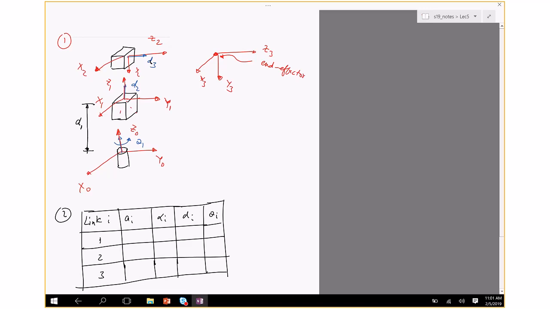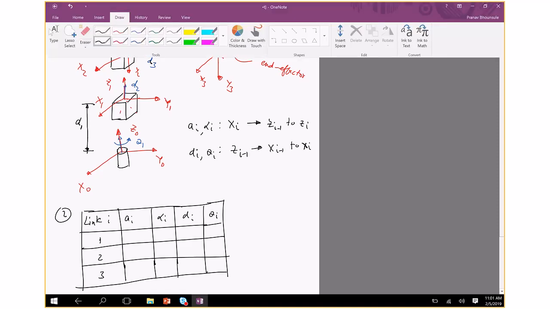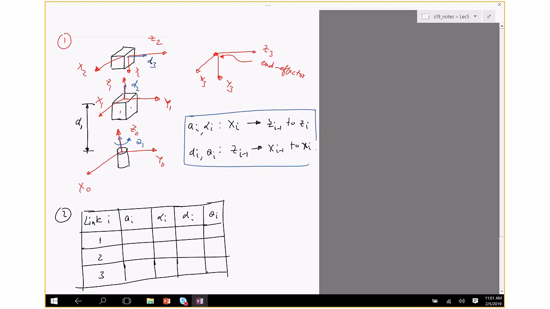I just use this sort of a mnemonic to remember that for a_i and alpha_i I need to look along axis x_i for the relation between z_i minus 1 to z_i, and then for d_i and theta_i I need to look along axis z_i minus 1 for a relation between axis x_i minus 1 to x_i. Okay, so this is something which I write down just for myself so that it's easy for me to quickly do this instead of trying to refer to these figures. It's just easy. So you'll see how I use it, and it's up to you. You can develop your own trick to remember how to fill this. I use that thing. Okay, so here's how I do it.